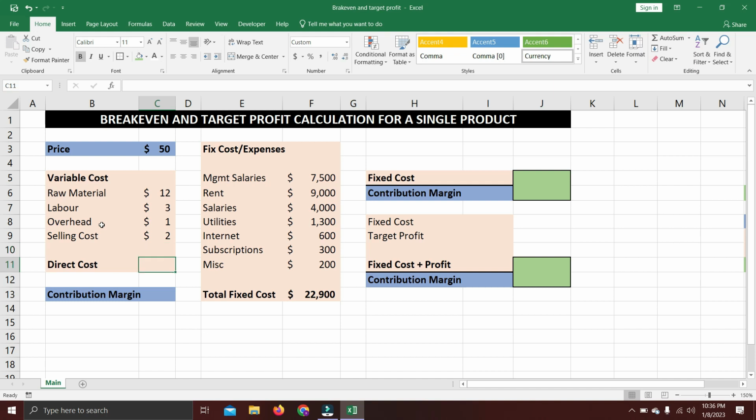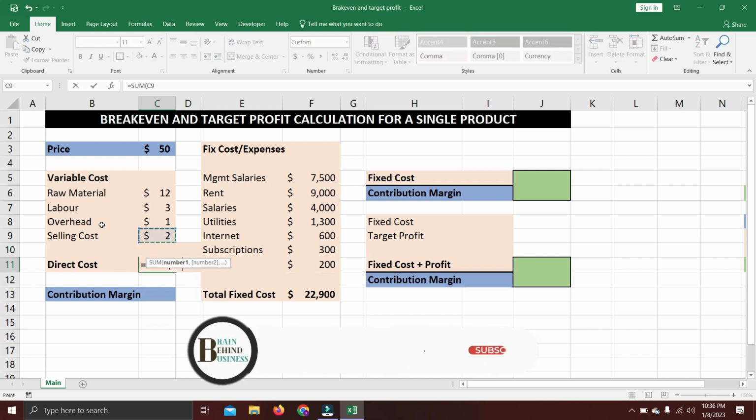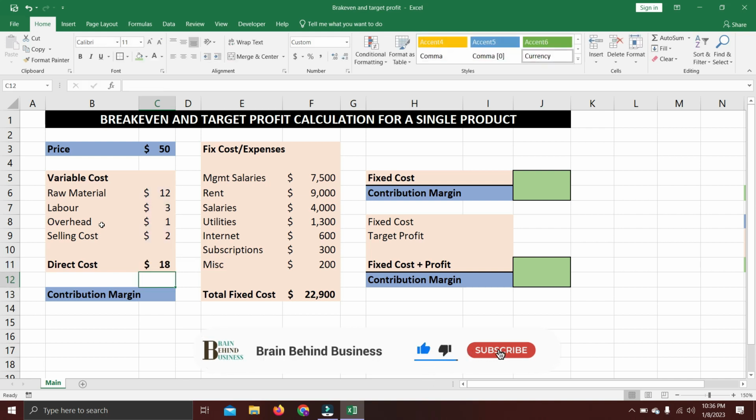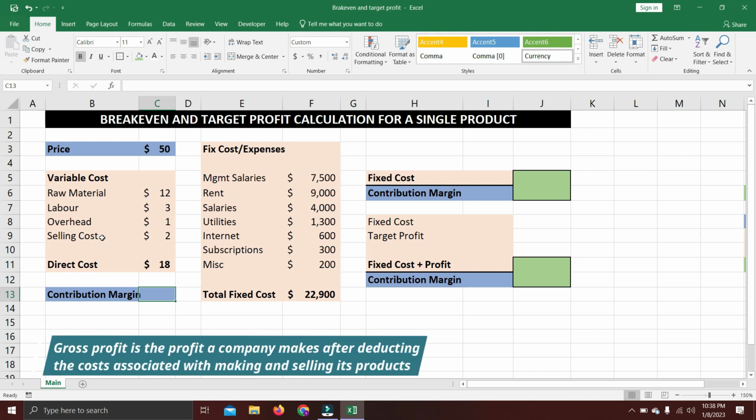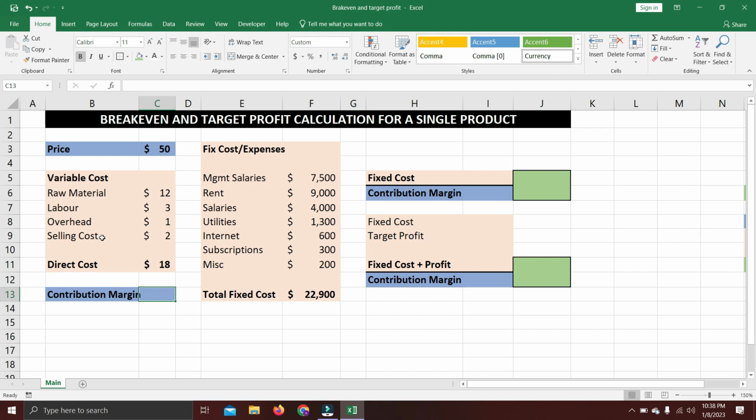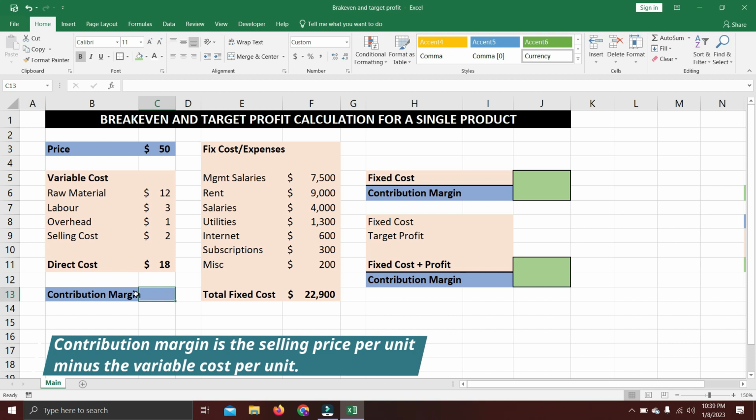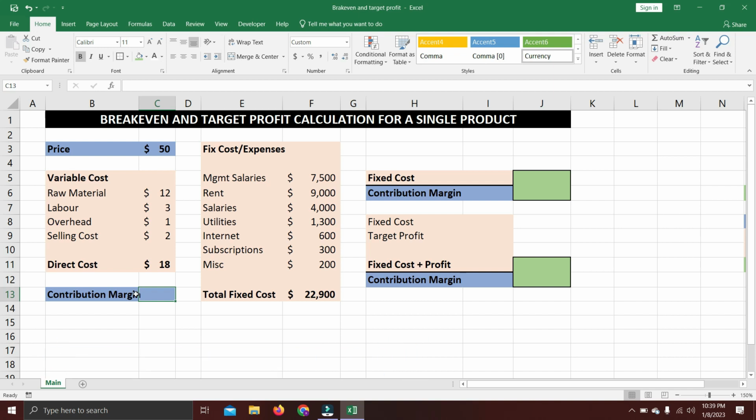Here I will add these all, equals sum, and enter. So our cost is $18, and here we will calculate contribution margin. Contribution margin is different from gross margin or gross profit, because gross profit is calculated by deducting cost of goods sold from price or revenue, which normally includes fixed cost as well. On the other hand, contribution margin is calculated by deducting only variable cost from the price. So we have price minus direct cost, and enter. We got 32, so 32 is our contribution margin.